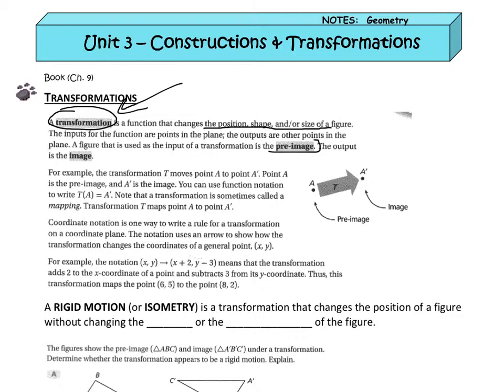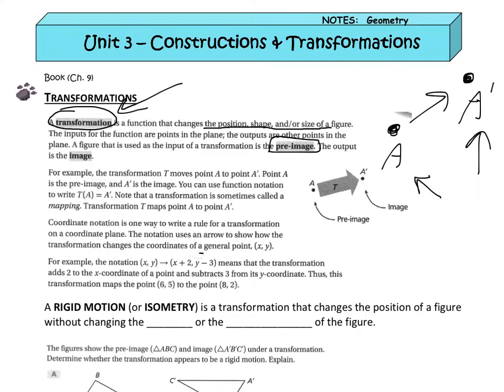The pre-image is the original image. For instance, if I have a point right here, and I move this point to this spot, we label it like that. This is the pre-image. This is the image, my new image, where its new location is. And I'll let you read that on your own, just kind of highlighting a few things here.